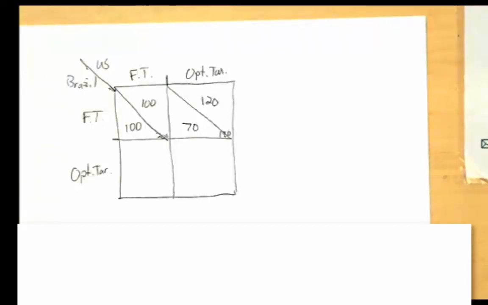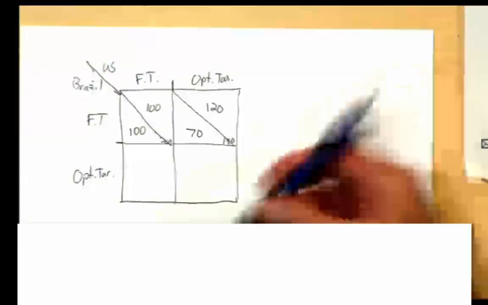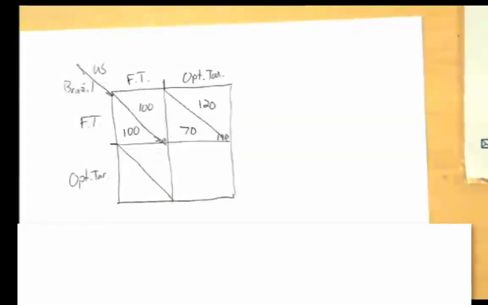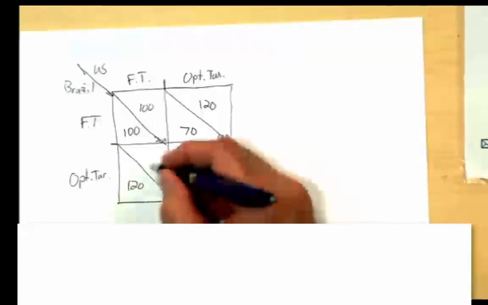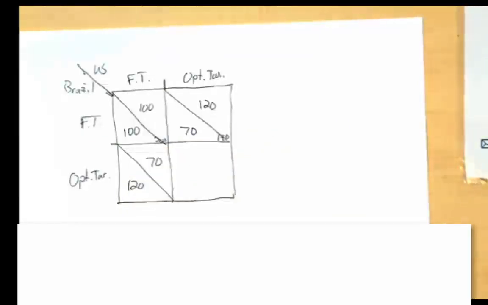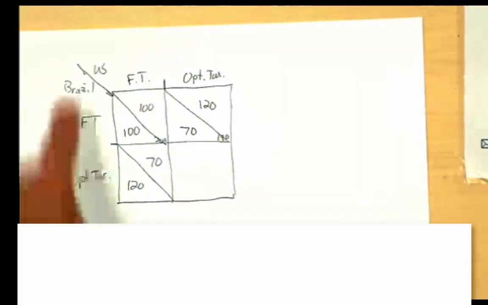Now let's flip it around. Brazil puts optimal tariffs into place, U.S. pursues free trade. Let's imagine the two countries are equal in size, just to keep things simple. Then Brazil's welfare is going to go up to 120, U.S.'s is going to drop to 70. U.S. is in the upper diagonal, Brazil's number is always in the lower diagonal, as it's indicated up here.